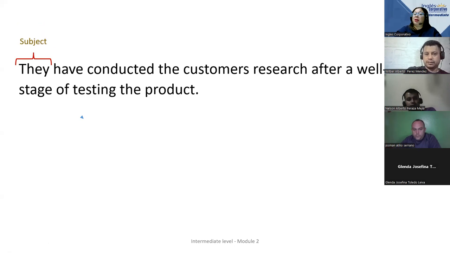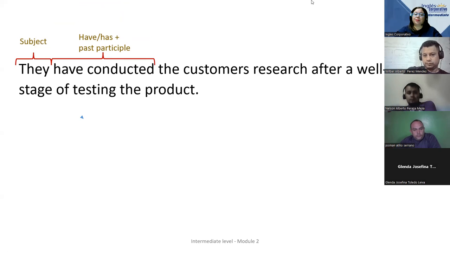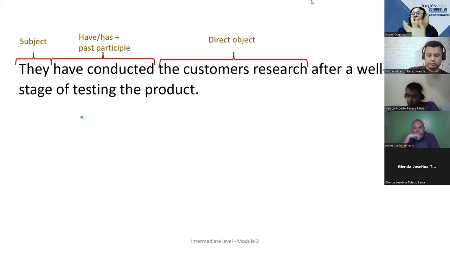Conducted. But we are using the present perfect tense. So we have, they have or has with the past participle verb form of the main verb. And now, what's the direct object here? The customer's research. There you are. Yes, the customer's research. That's our direct object. Okay, now let's transform this into passive voice.